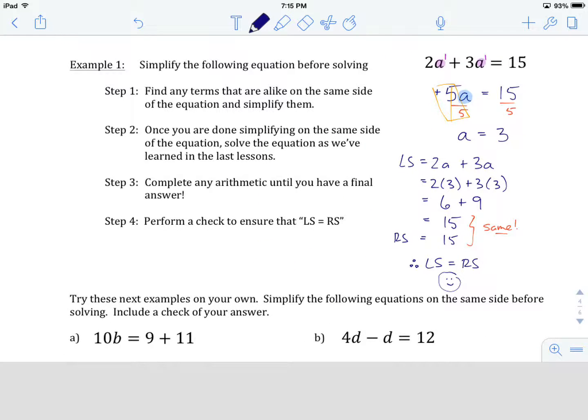So this idea of simplifying, it doesn't just have to apply to terms of variables. It could actually apply to constant terms as well.